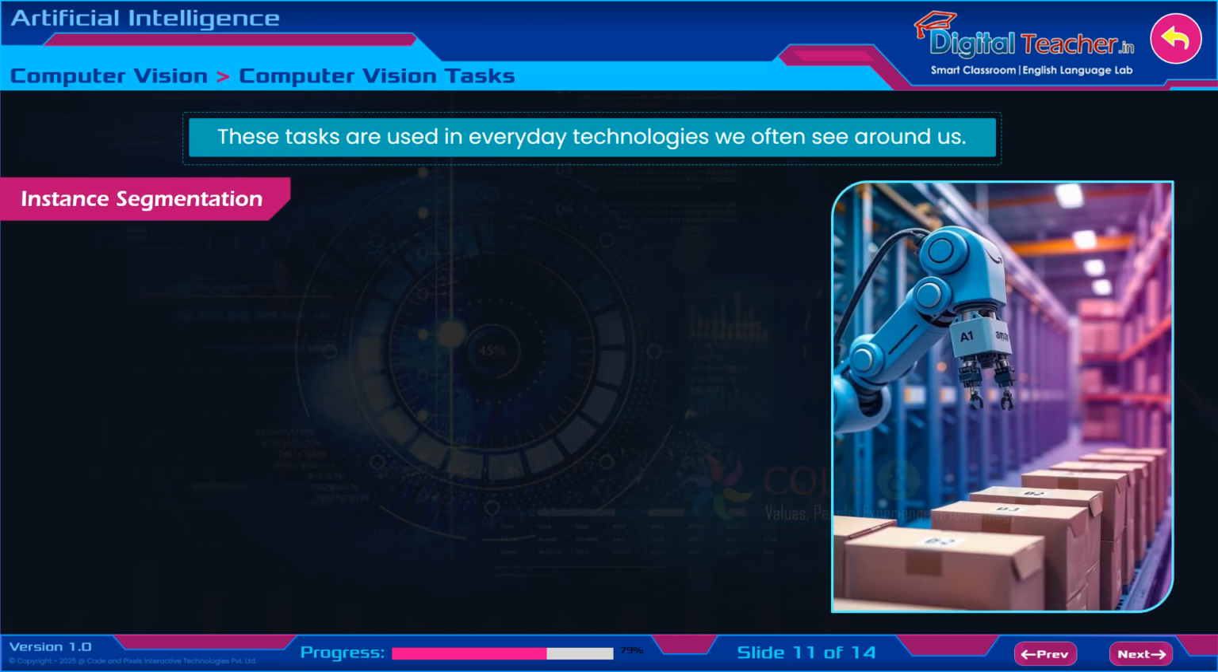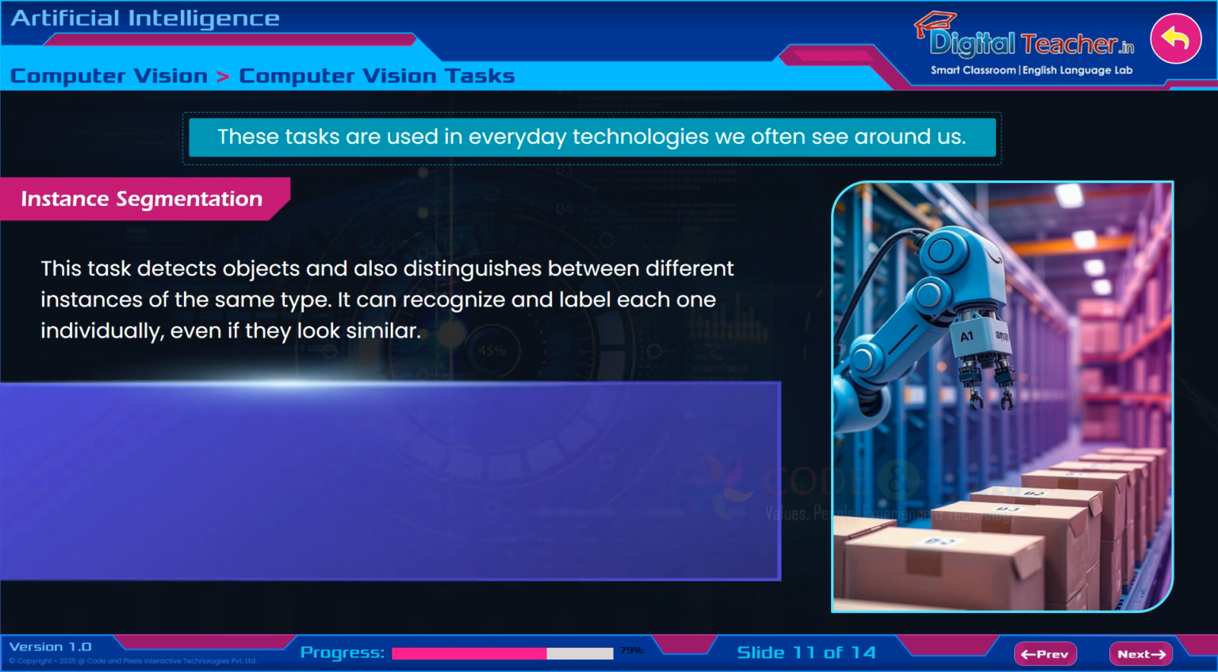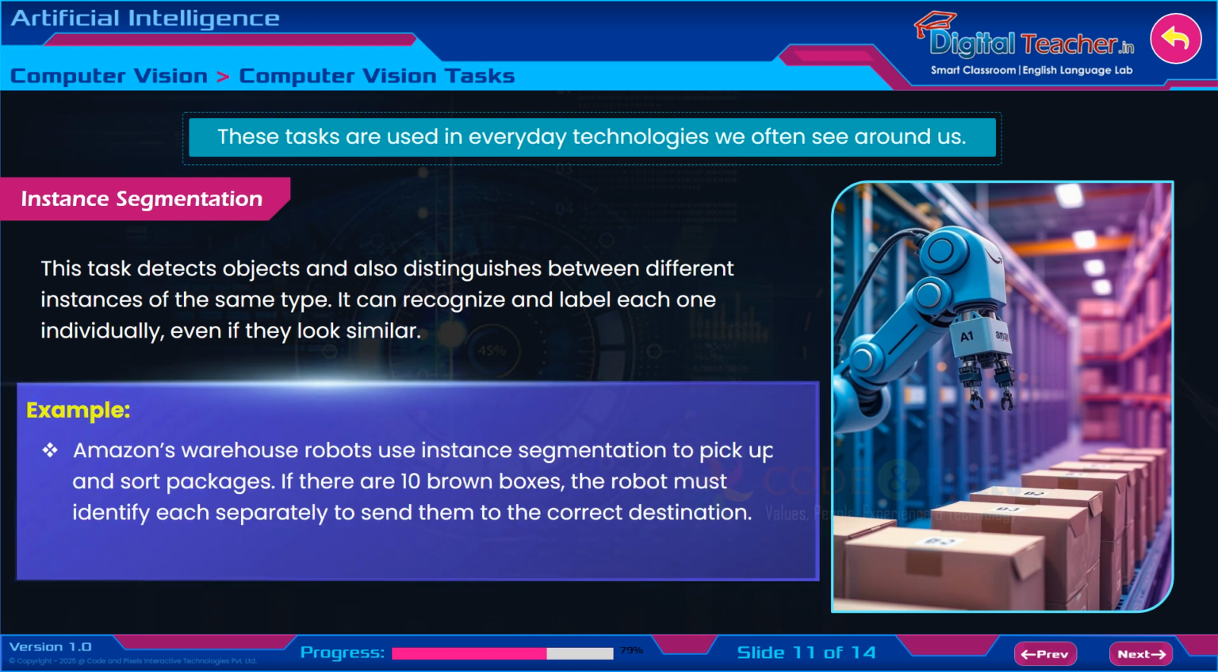Instance segmentation. This task detects objects and also distinguishes between different instances of the same type. It can recognize and label each one individually, even if they look similar. Example: Amazon's warehouse robots use instance segmentation to pick up and sort packages. If there are 10 brown boxes, the robot must identify each separately to send them to the correct destination.